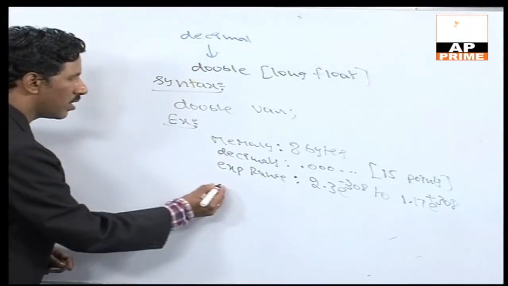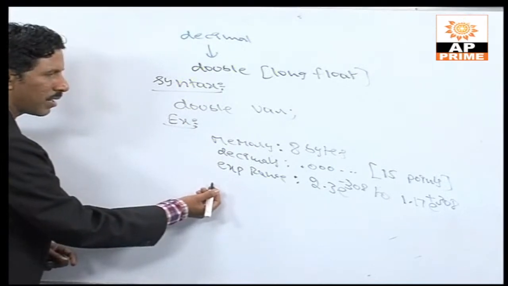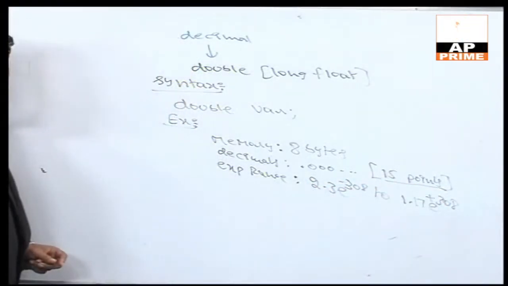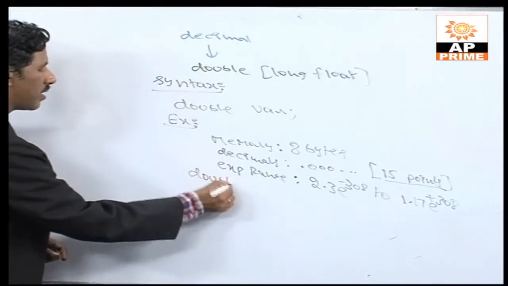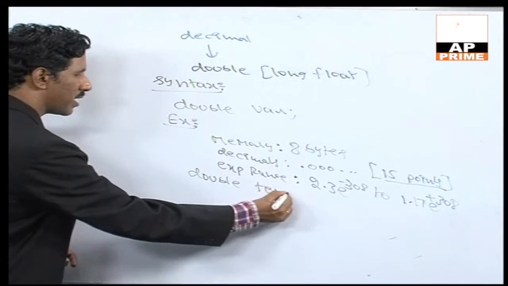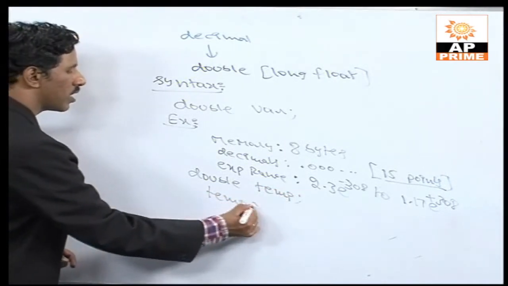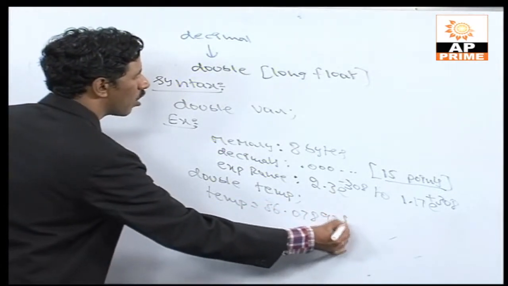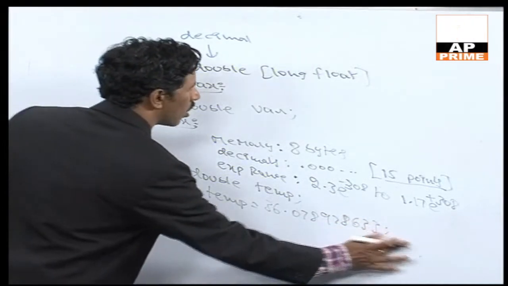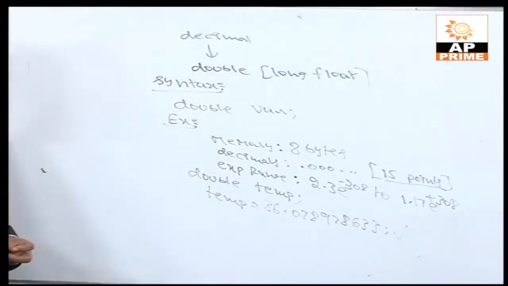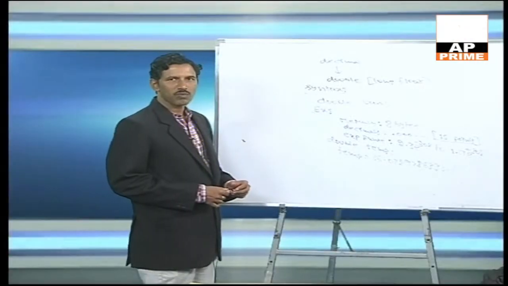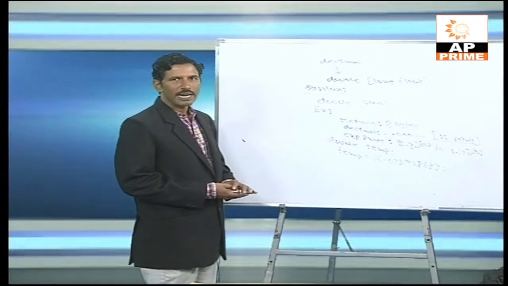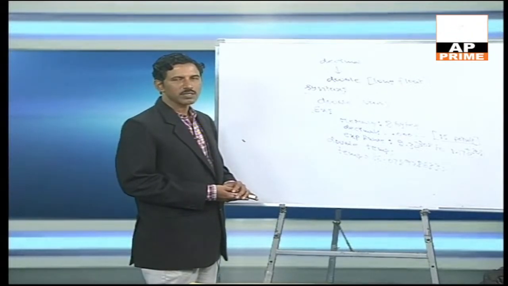And for the double, whenever you mention double, how many points are allowed? 15 points. If I take an example, double temperature equal to 36 point something. I want to enter very large points, more than 6. More than 6 points are also allowed. That is called which data type? Double data type. What is the double data type memory occupation? 8 bytes. Float means 4 bytes. Double is 15 points. Float is 6 points.